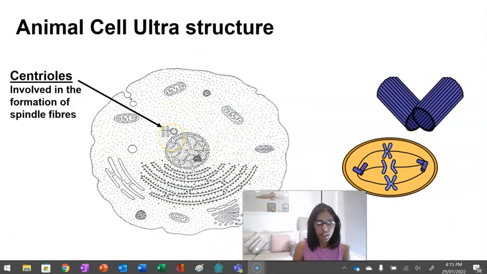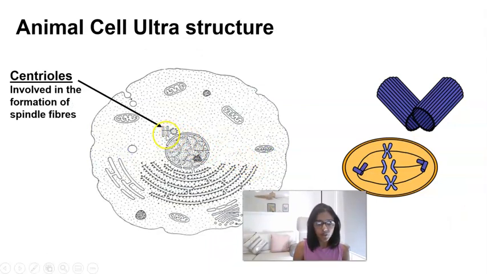Okay, now we're going to be looking at something called the centrioles. If we look at them over here, it's a bit of a clearer image. These tubular structures are involved in mitosis or cell division. Now these centrioles send out spindle fibers, that's these long fibers that will attach to chromosomes and pull them apart during mitosis. So centrioles are involved in the formation of these black threads called spindle fibers.